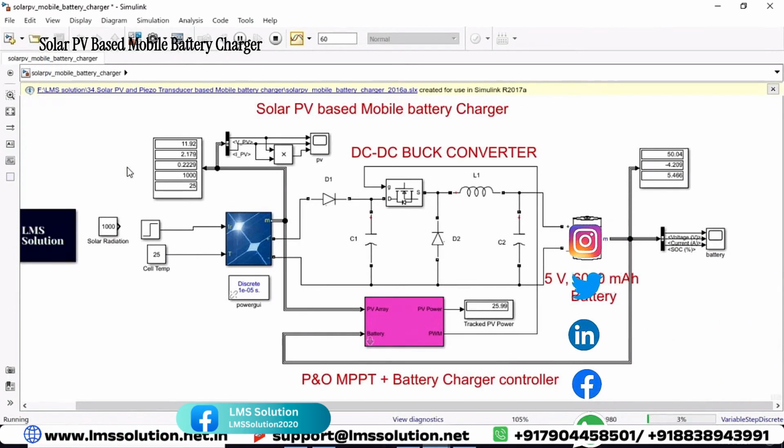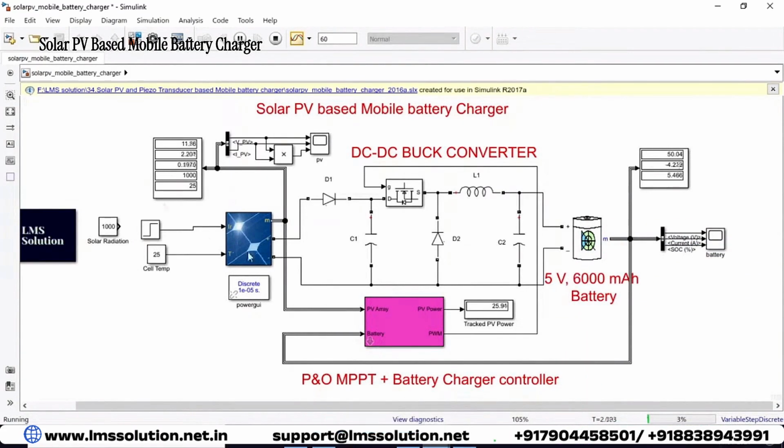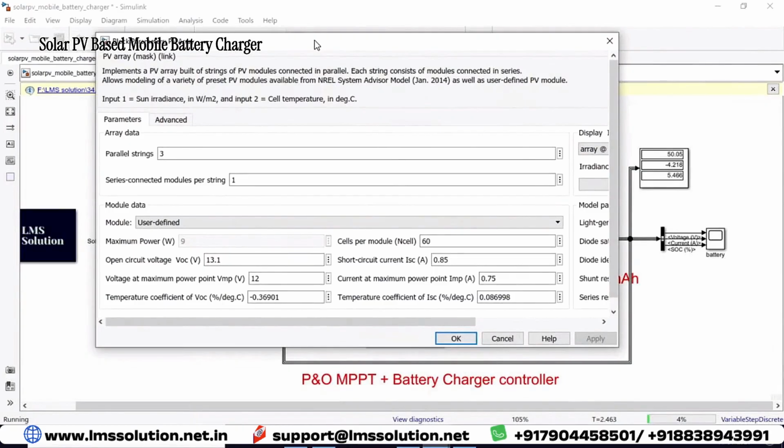This is a solar PV based mobile battery charger. It consists of a solar panel. Here you can choose the solar panel as series. We can open this model, and here you can change the parallel string.